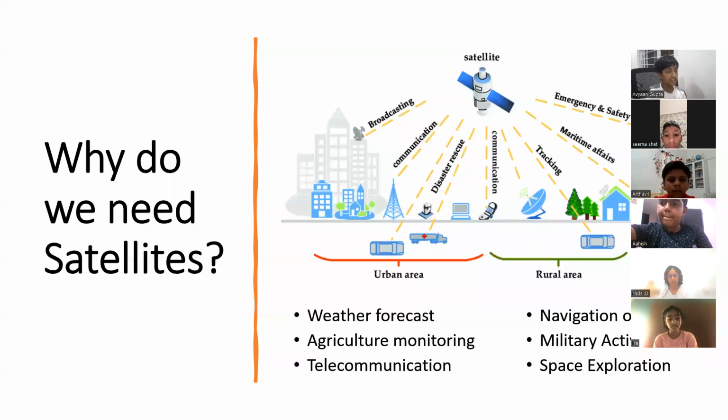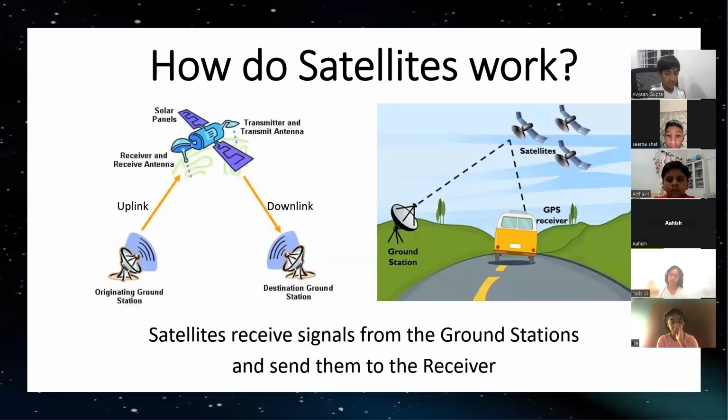Today, satellites are used for a wide range of applications in all sectors: urban, rural, and remote. The satellite data is used for weather forecast, agricultural monitoring, telecommunication, navigation or GPS, military or spy activities, space exploration, and maritime affairs. The basic principle in a satellite's working is that it receives signals from the source ground station and sends the signals back to the destination ground station or receiver.